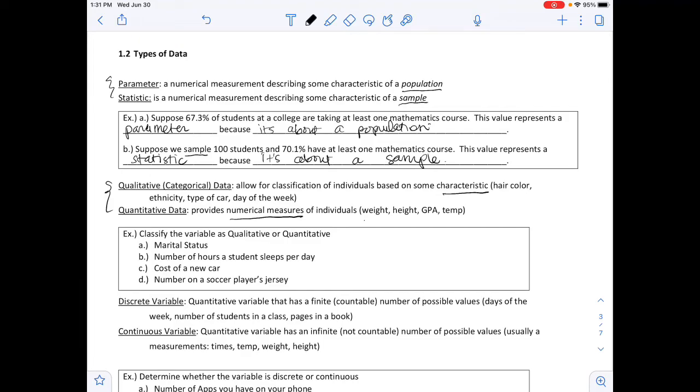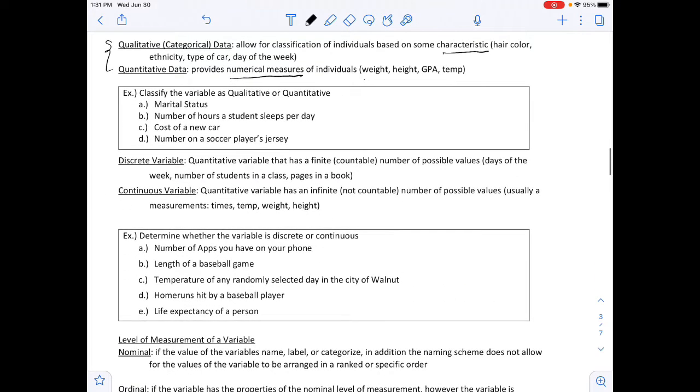So next example right below this says to classify the value as qualitative or quantitative. The first one that we have is marital status. Since we are dealing with marital status, which would be married, single, divorced, widowed, those are going to be categorical data that we're talking about. So this is an example of qualitative data. And these words are going to be shown throughout the semester, so a good understanding of these would better help you with the whole entire semester.